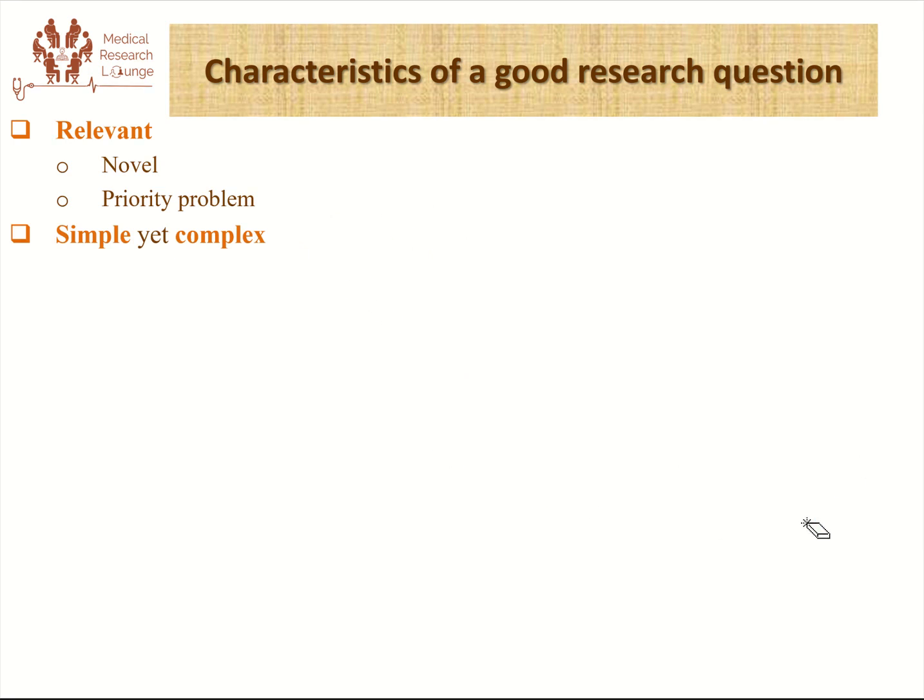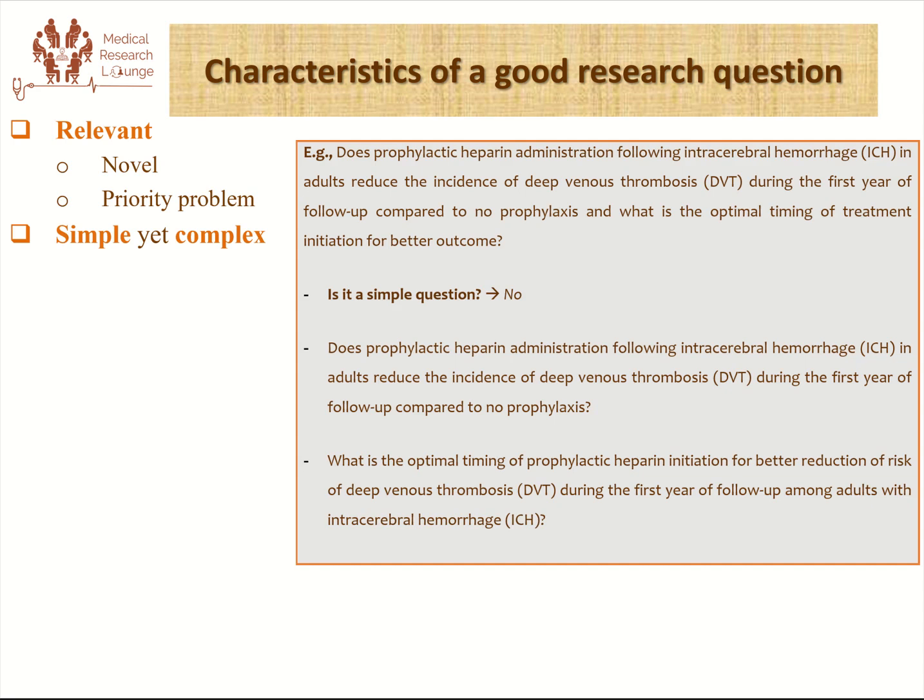The other important characteristic is it has to be simple yet complex. By simple we mean we want our research question to focus on one thing at a time. We don't want it to try to answer so many questions at a time. For example, for this research question, does prophylactic heparin administration following ICH in adults reduce the incidence of DVT during the first year of follow-up compared to no prophylaxis?